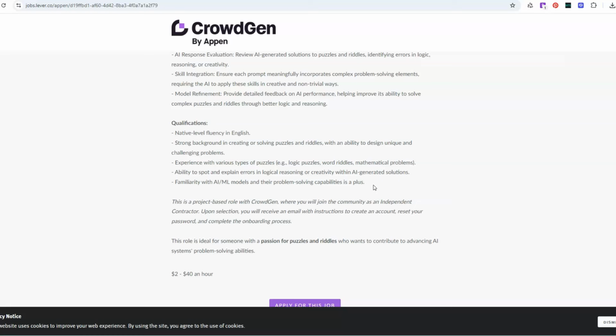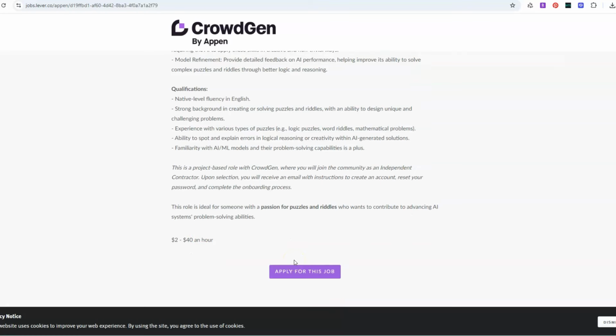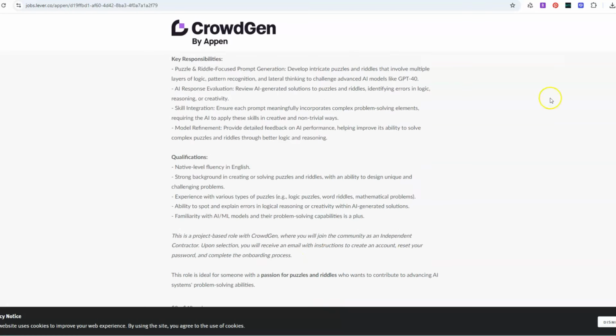So it sounds like it's really skilled and a lot involved, but really, they just want you to be fluent in English and have a strong background in creating or solving puzzles and riddles, including math, and that you can spot and explain errors in logical reasoning and are familiar with these AI models. So the pay goes as low as $2 up to $40 per hour. So if you're interested in that, that's also on the weekly job page that you can apply for online.